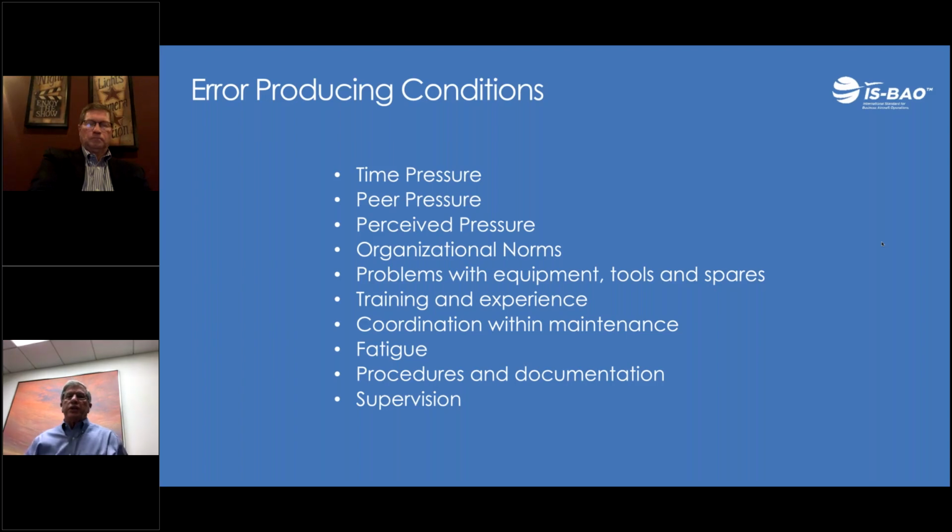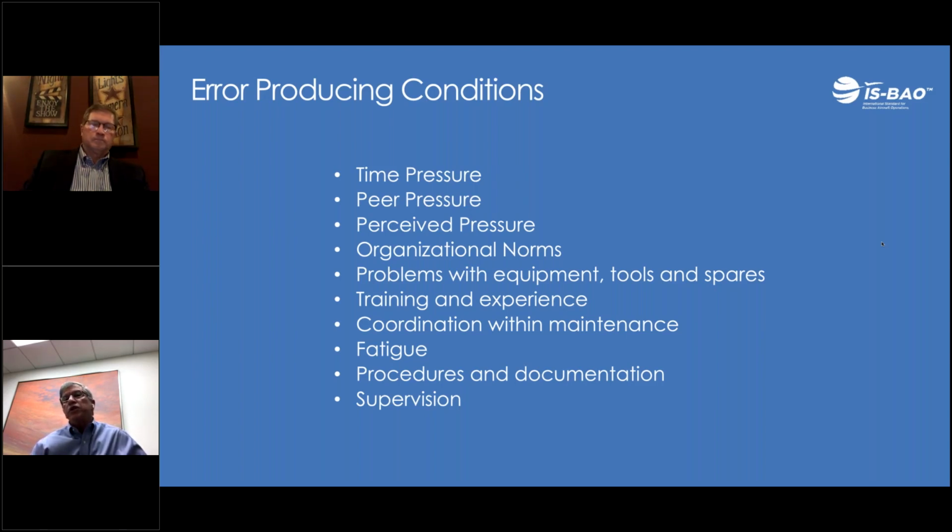Okay, error producing conditions. This is important. Time pressure. We all know that we want the airplane fixed yesterday. The pilots are wanting it. We need to make a trip. Time pressure is a pure given. Peer pressure. Hey, he did that pretty quick. Why can't you do it just as fast? So there's that. Perceived pressure. This is the interesting one for me. We perceive some type of pressure that isn't there. We think that something is going on where we need to get the airplane out, but we're not for sure. We perceive a pressure that may never exist, but we perceive it.